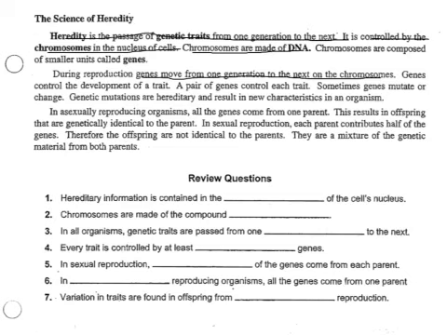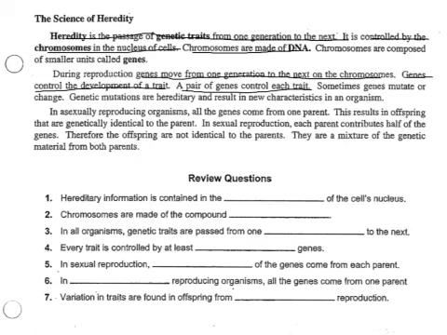Genes control the development of a trait. A pair of genes controls each trait. Sometimes genes mutate, or change. Genetic mutations are hereditary and result in new characteristics in an organism.